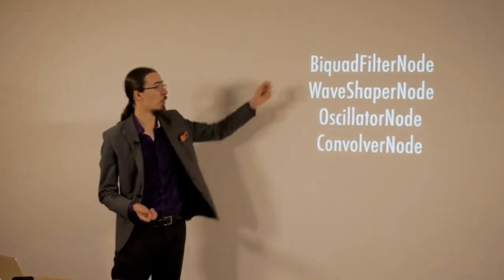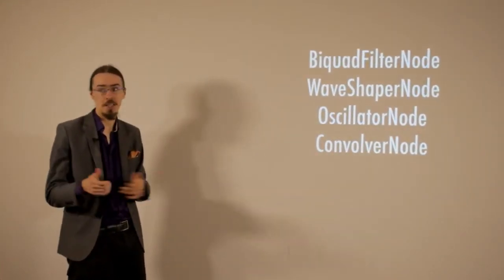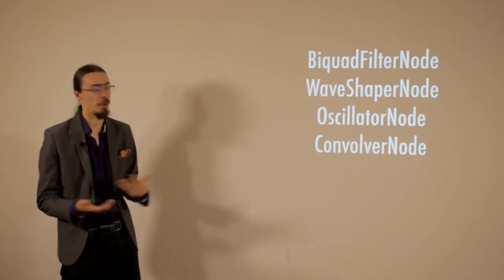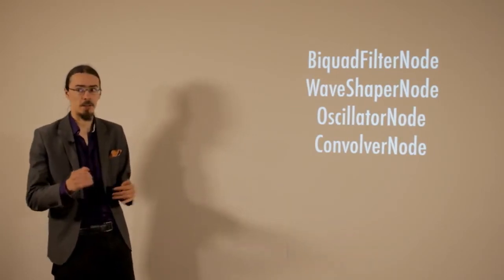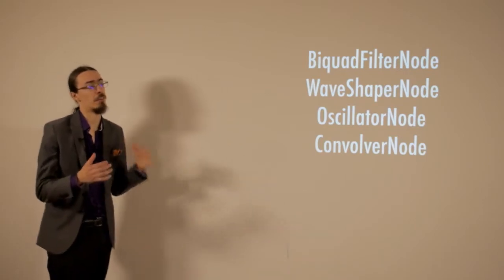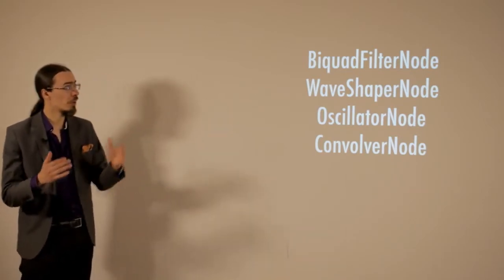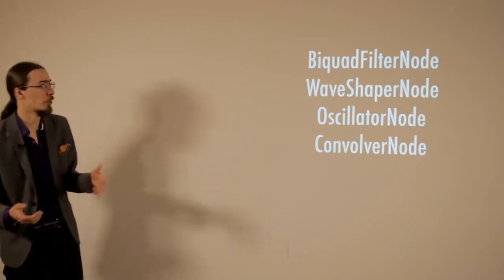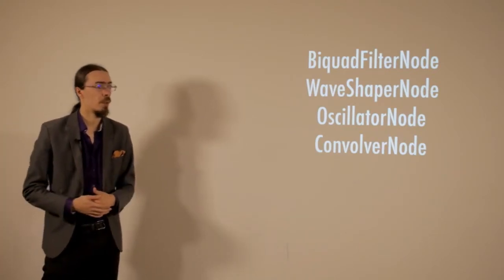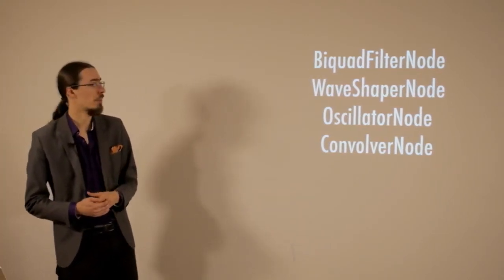So we have a biquad filter node, which is like an equalizer knob on your audio. You can change the relative strength of certain frequencies in a node. I won't explain in depth how this works because it's quite mathematically involved, but it's a very important component in synthesizers, I will say that.